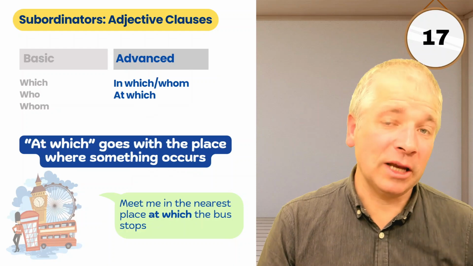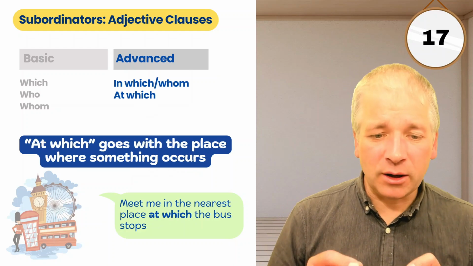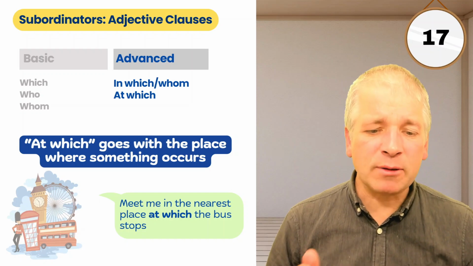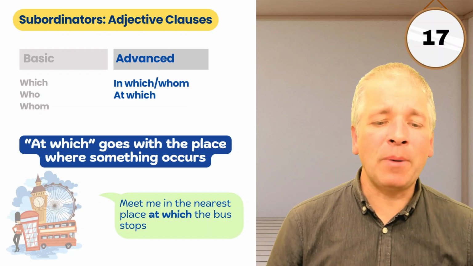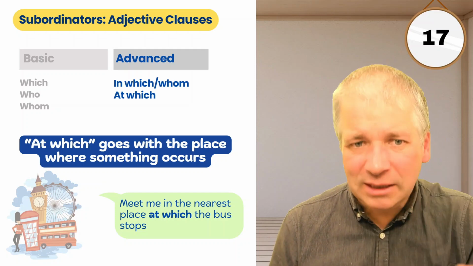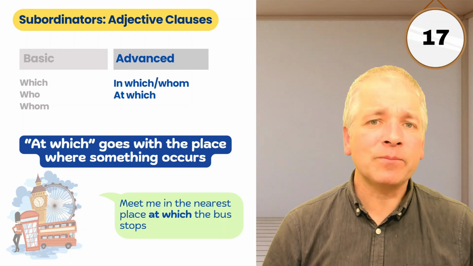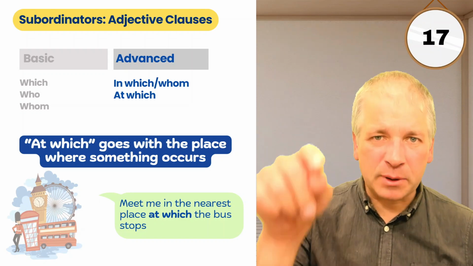Similarly, at which. At which goes with the place where something occurs. Meet me in the nearest place at which the bus stops. So at is more specific. It's pointing at a place. In looks at a place more generally. At looks at a specific location.